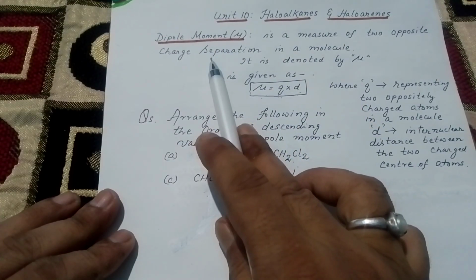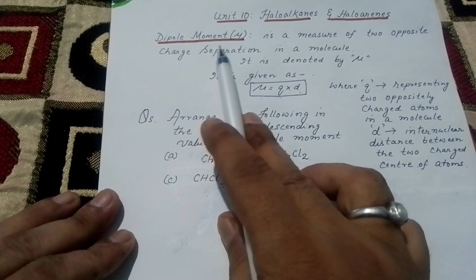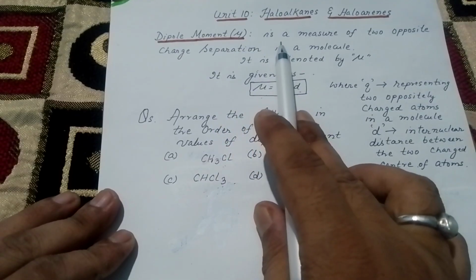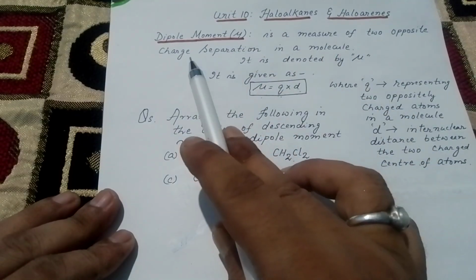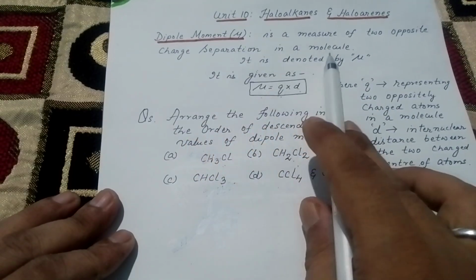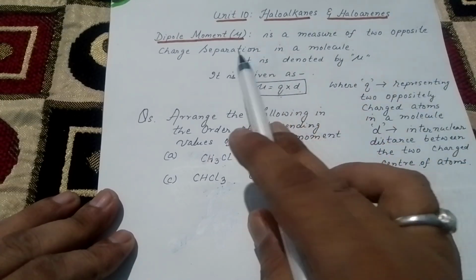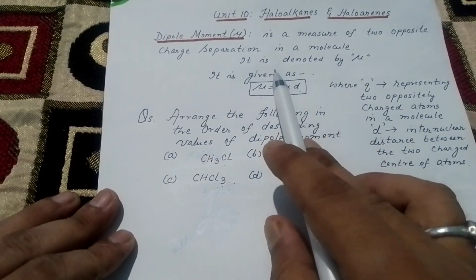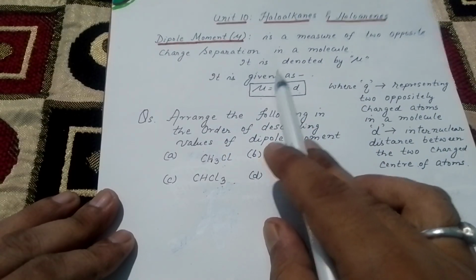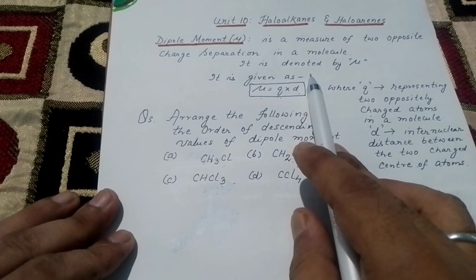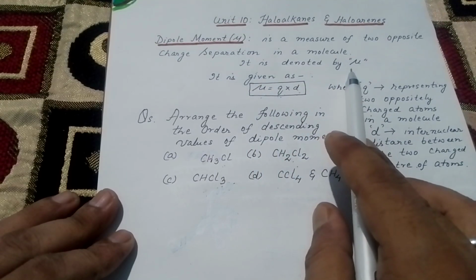Today we are going to deal with a very important part that is called the dipole moment. Dipole moment is a measure of the separation of two oppositely charged atoms in a molecule. This means one of them has to be electropositive and the other bonded atom should be highly electronegative in character. It is denoted by the symbol mu.